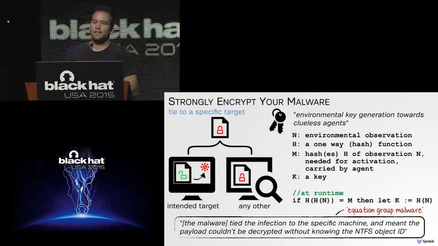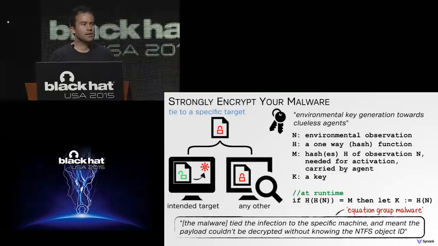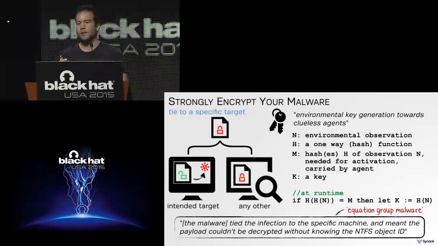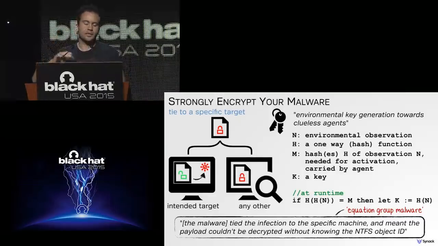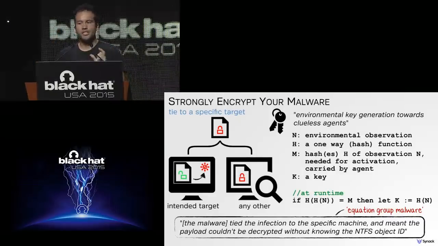So when malware gets to a system that it wants to infect, it has a custom installer. And the installer basically queries the environment to get some environmental observation. This could be like the UUID of the Mac computer that it's on. It then uses this as the encryption key and encrypts the persistent component of the binary. It then hashes that encryption key and jams that into the malware. And then the installer self-deletes.